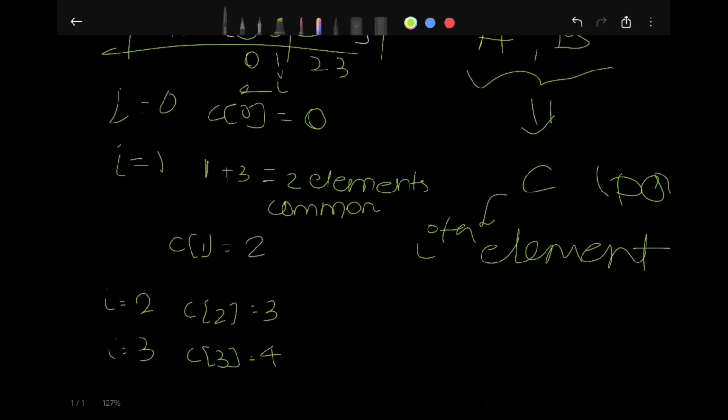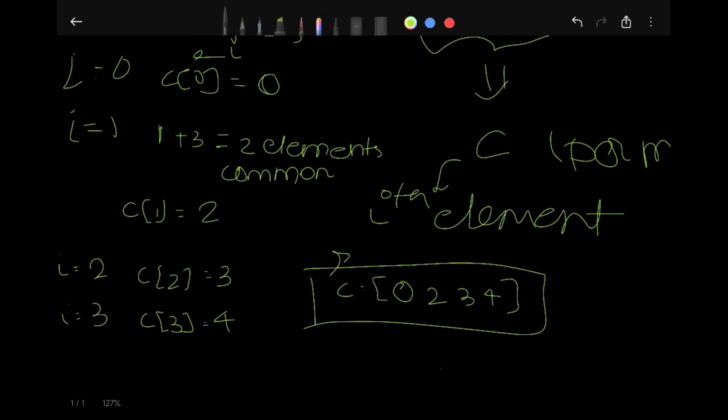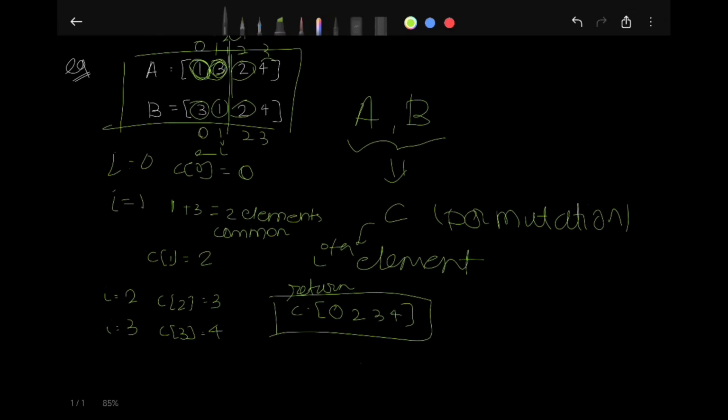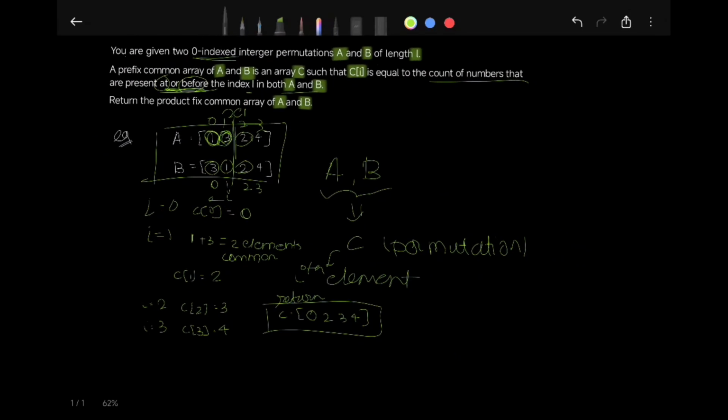So our prefix common array will be like this. At the 0th index we have 0, at the first index we have 2, at the second index we have 3, and at the third index we have 4. So this is our prefix common array which we are supposed to return. Now to write it in a program, this is our basic understanding of the problem.